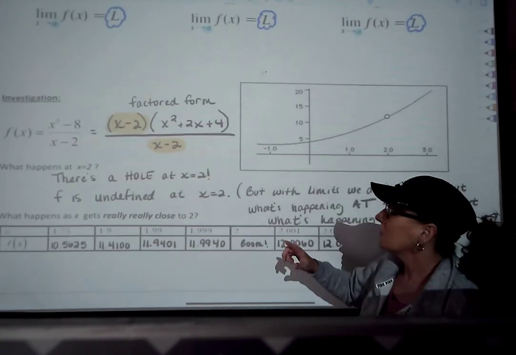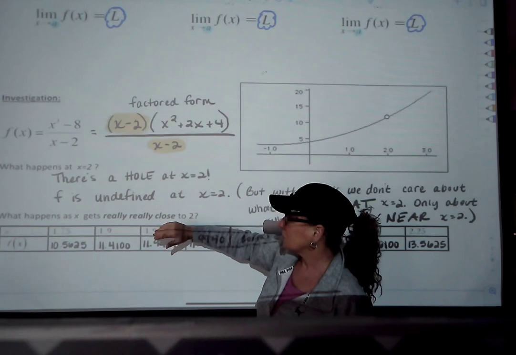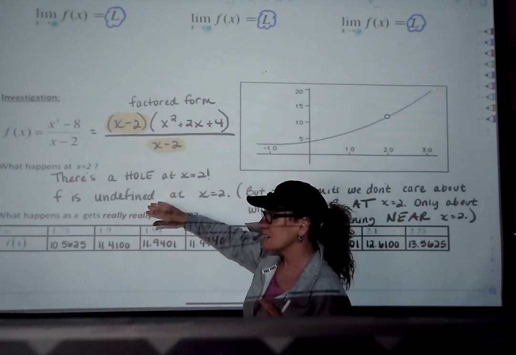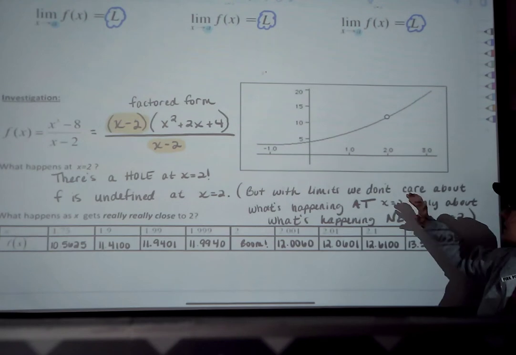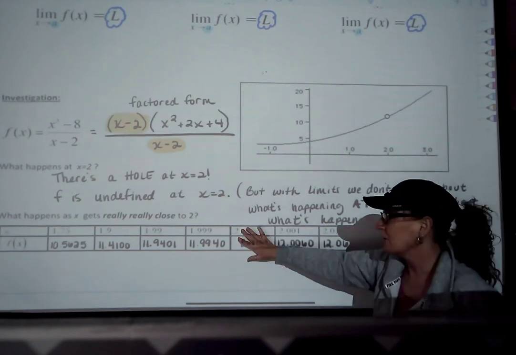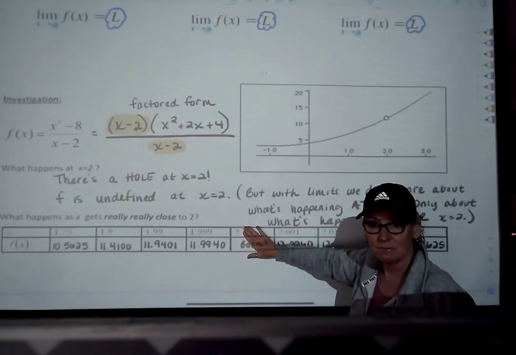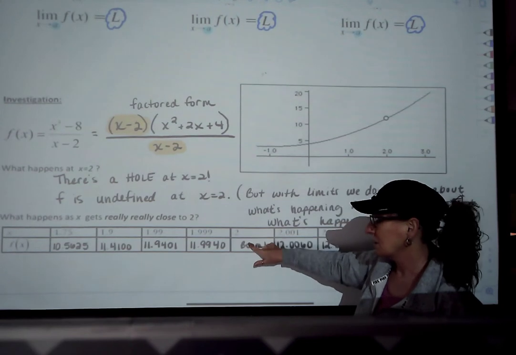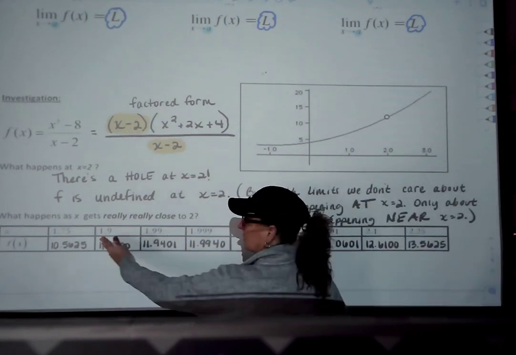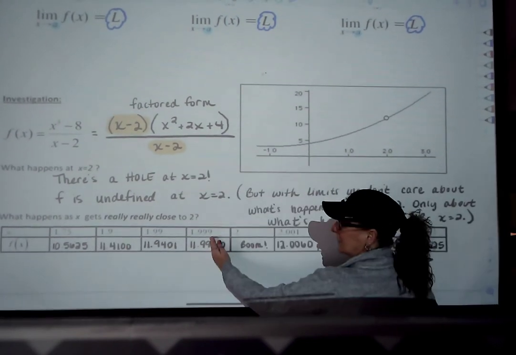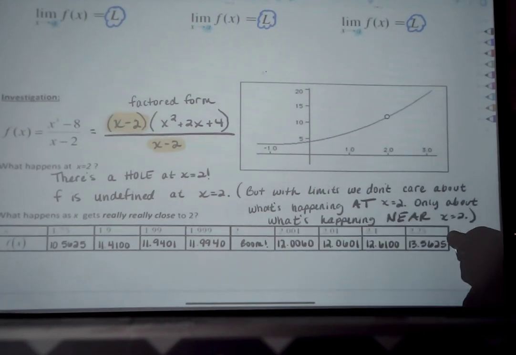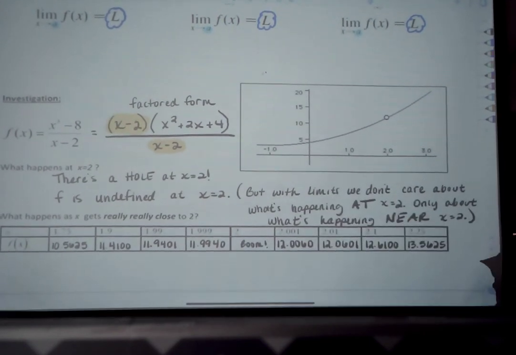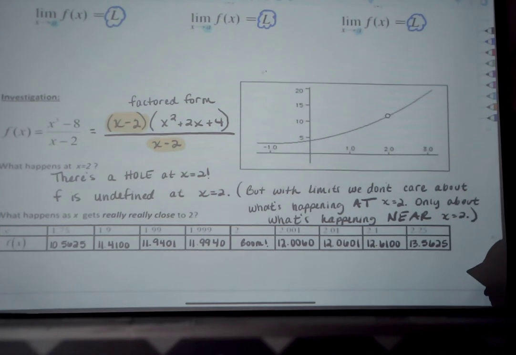Okay, so we say there's a hole at x equals 2. We can also say f of x is undefined at x equals 2. And just to reiterate, with limits, we really don't care about this. We care about what's happening here and what's happening here, near x equals 2. Pause it, copy that down.